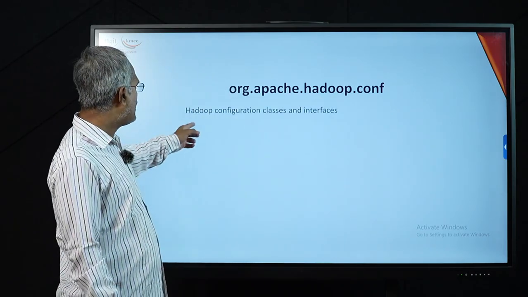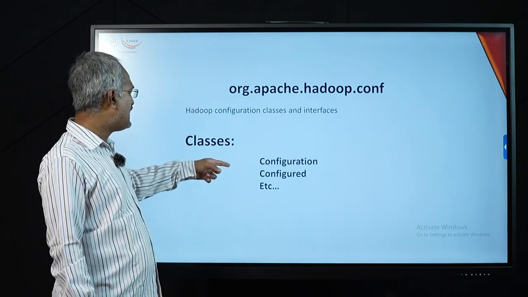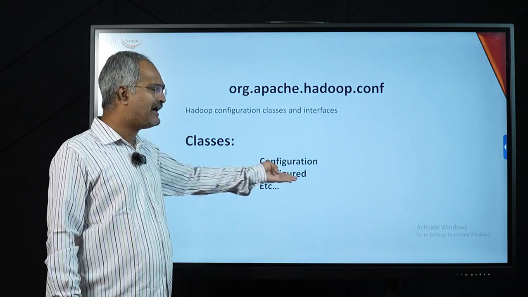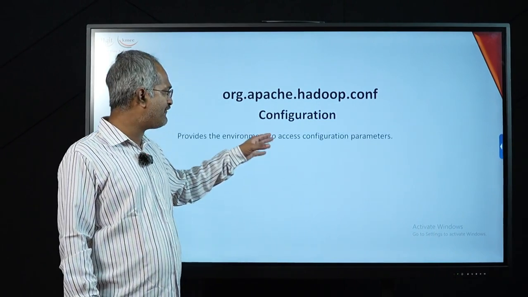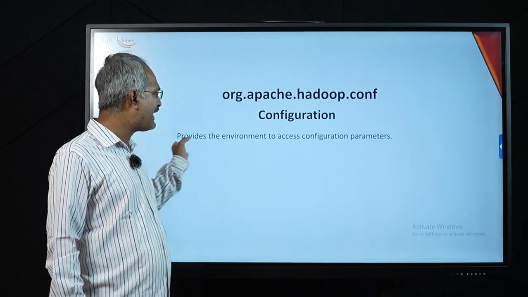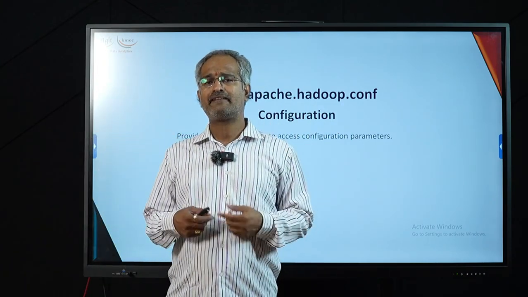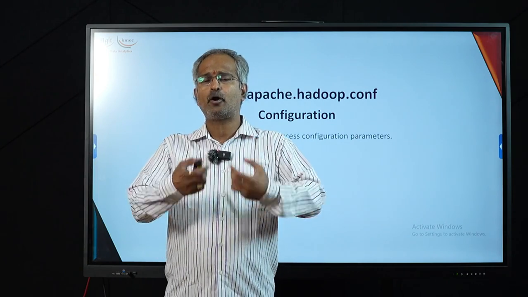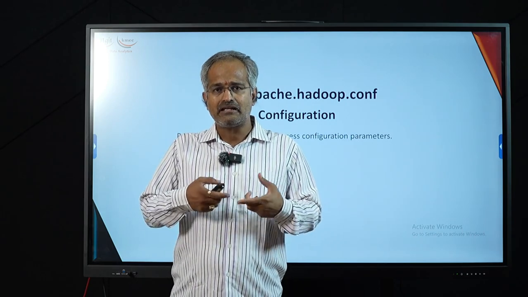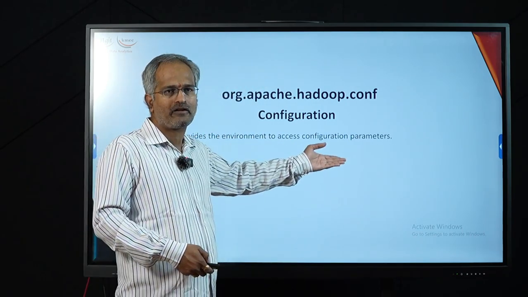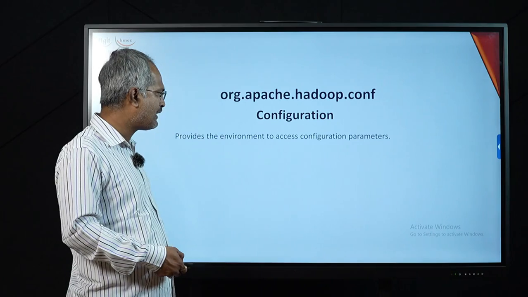Now we have the conf package, org.apache.hadoop.conf. In that, it is the Hadoop configuration, and files and interfaces are available. We have the Configuration class, a Configured class, and some other classes also available. Now the Configuration class has a constructor. Actually it provides the environment to access the configuration parameters. We have the XML files with several properties of HDFS or Hadoop. From the XML files, we can load those configurations into our program by using these parameters.